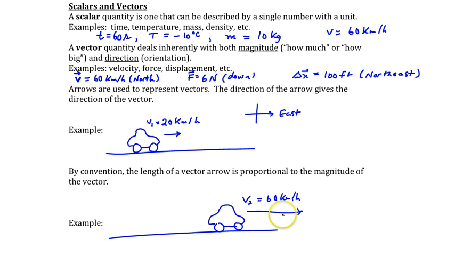I've drawn this arrow approximately 3 times as big as this one, because it is 3 times the magnitude of that arrow. So we use arrows in our motion diagrams to represent vectors. The direction of the arrow tells you what direction the car is moving. And the length of the arrow tells you the size of the vector, or the magnitude.